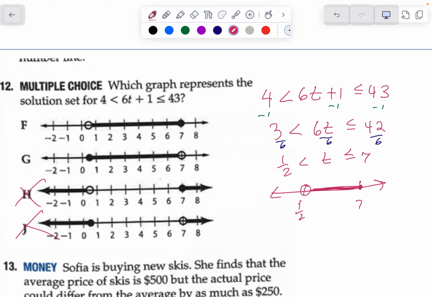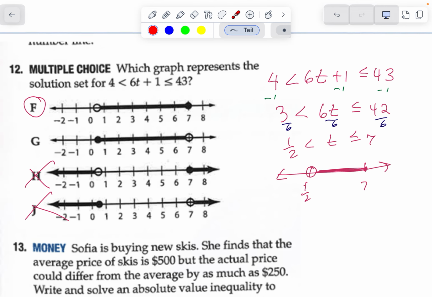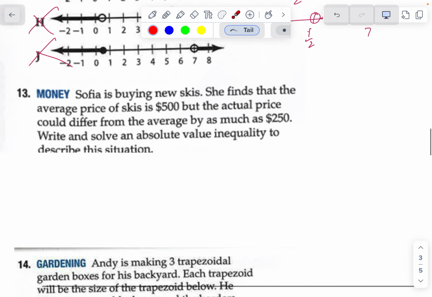H and J are out because they're the ors. If it was an or statement or an absolute value greater than, but it's not. So we need the one with the correct dots. You can tell right off the bat that it has to be F. And even if you look right here, look, open, closed, everything in between, that's the only one that matches. Okay, so there's 12. Everybody okay with that? Do we have any questions or concerns? Okay, let's look at 13.